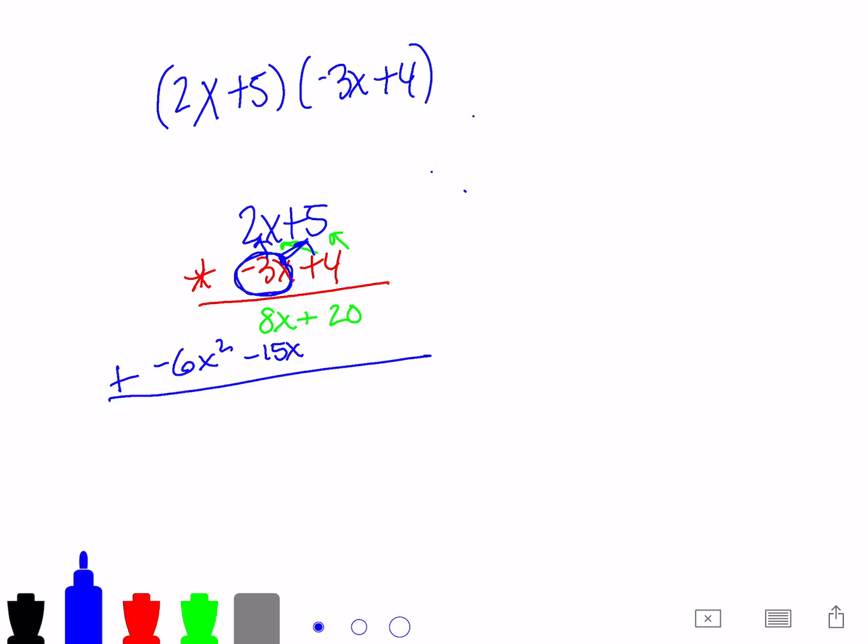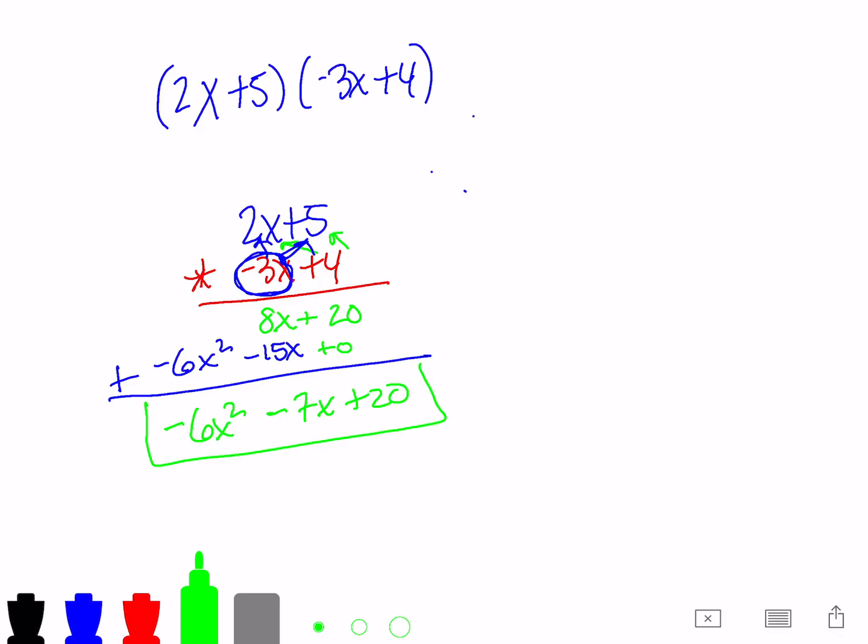And then we add these two things together. So we get negative 6x squared, 8x plus negative 15, sorry, we're adding. So if we do 8 plus a negative 15, remember that plus a negative is the same thing as subtracting, so you can also think of it as minus 15. So that gives us negative 7x and then plus 20 because there's really an unsaid 0 there. So then this becomes our answer. Now I don't care which way you do it, but I just need you to be able to multiply.